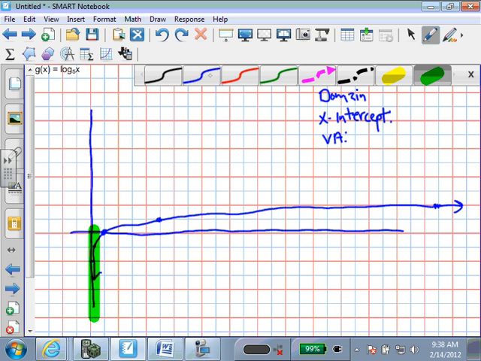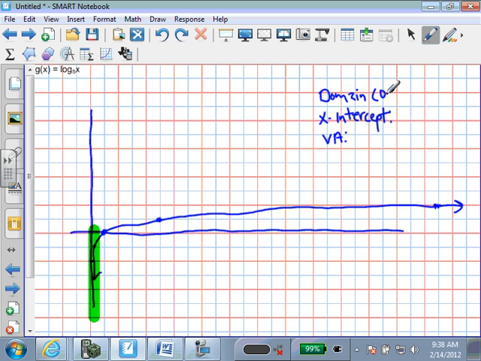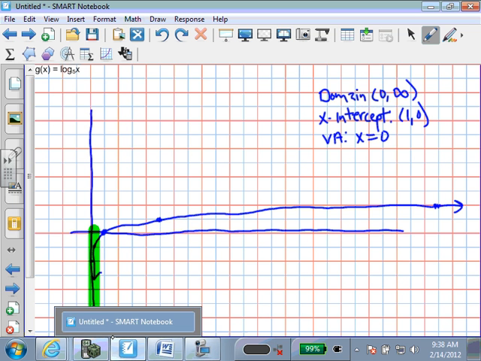So my domain, 0 to infinity, my x-intercept, 1, 0, and my vertical asymptote, x equals 0. But if we compare this to log base 3, log base 3 was rising a little faster than this one. This one is taking a long time because I'd have to go all the way to 125 on the x-axis before I could say log base 5 of 125 is 3.